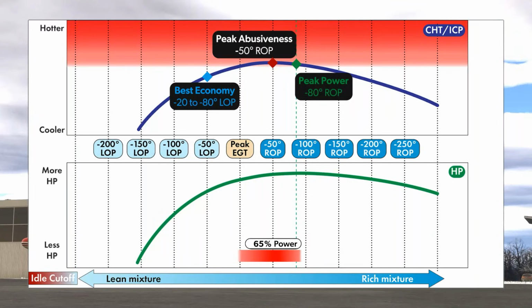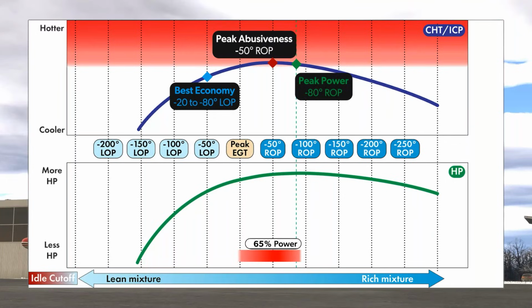If you continue leaning, you get to a range of best economy that falls somewhere between 80 degrees lean of peak and 20 degrees lean of peak, depending mostly on total power output. If you're at higher power settings, it's closer to the 20 degrees. At lower power settings, it's closer to the 80 degrees lean of peak.